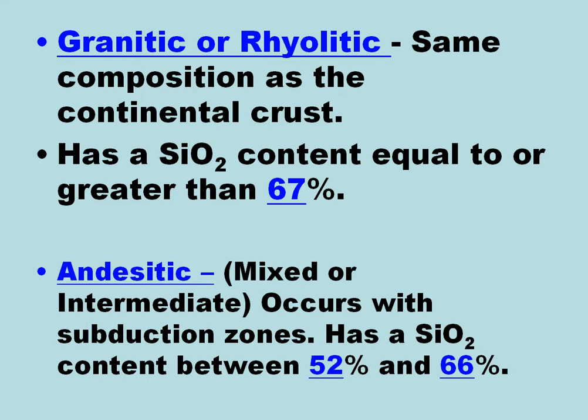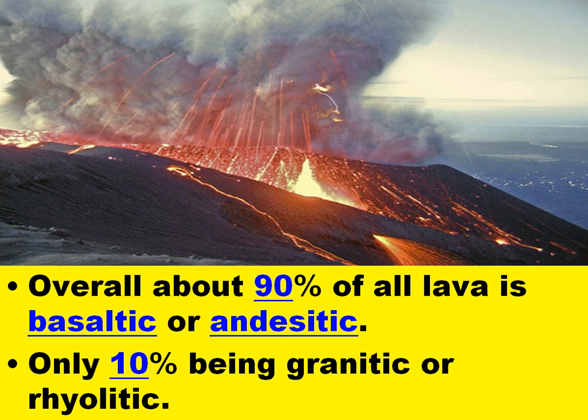And then finally we have the andesitic type lava. It's your in-between lava. Usually has silica content between 52 and 66%. And as far as temperature, this type of lava is somewhere between 800 and 1,000 degrees Celsius. So the amount of silicon dioxide is in between granitic and basaltic, and the temperature is in between as well. The andesitic tends to form composite type volcanoes. Now overall, about 90% of all lava is basaltic or andesitic, which is good because these tend not to be as explosive as your granitic type lava, and only 10% are granitic or rhyolitic.